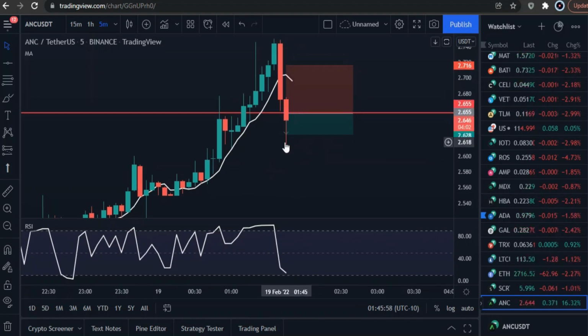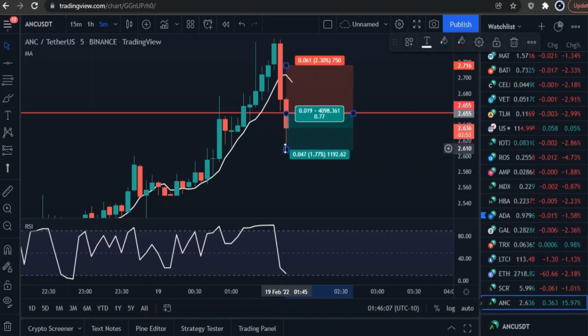And the first target achieved. And as we said, you can set the second and third target according to the wicks of the previous candles.